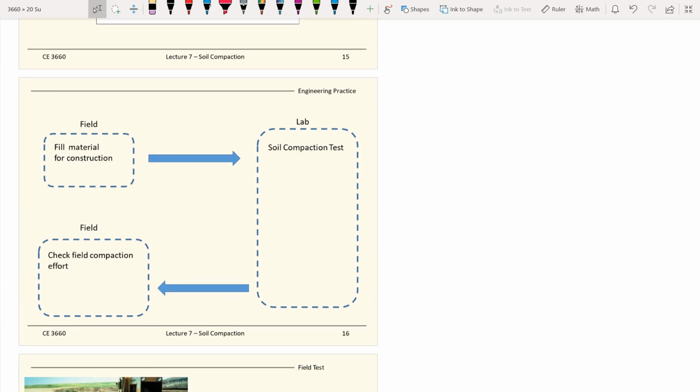So going back to where we started, right? Hopefully this picture now makes more sense to you. So what happens is, again, from the field, we have the field materials for construction to start with. Now we have almost gone through the whole lecture. You understand what we get is a compaction curve from the lab testing: water content and dry unit weight.